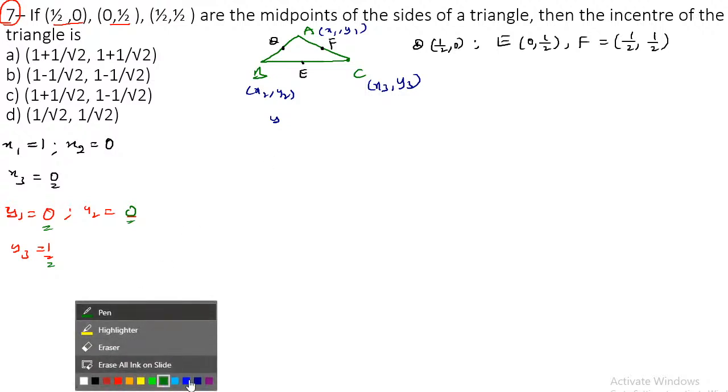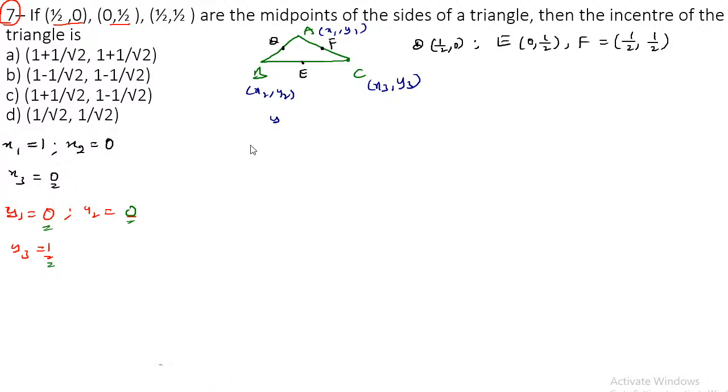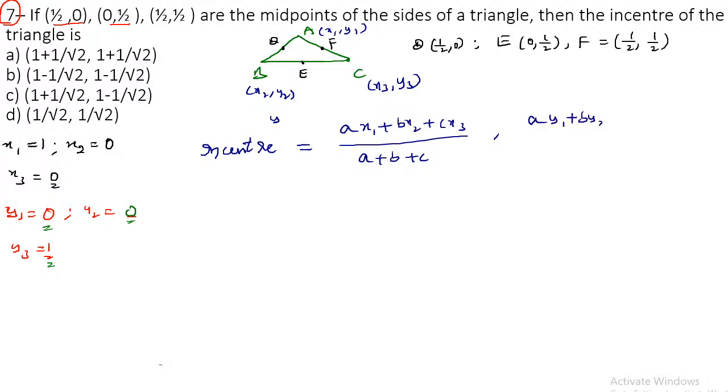When the vertices of a triangle are given, then to find the incentre of the triangle we need to use this formula. Incentre is equal to (ax1 plus bx2 plus cx3) by (a plus b plus c), comma, (ay1 plus by2 plus cy3) by (a plus b plus c).